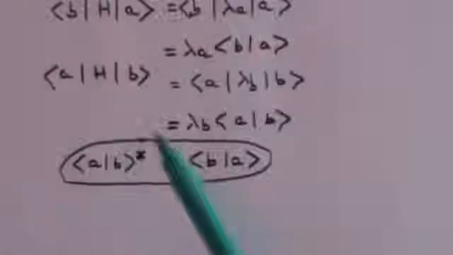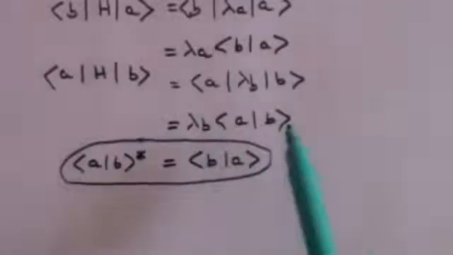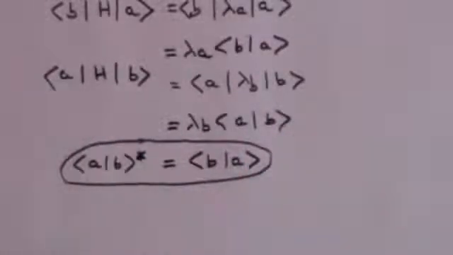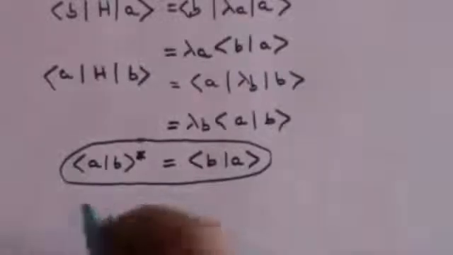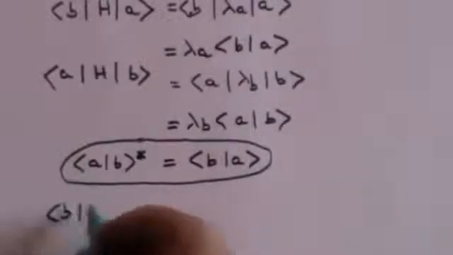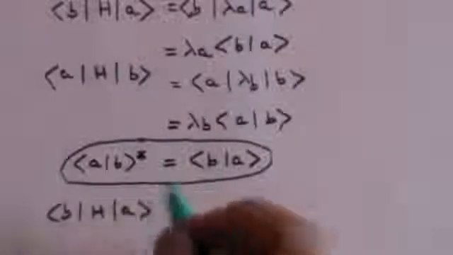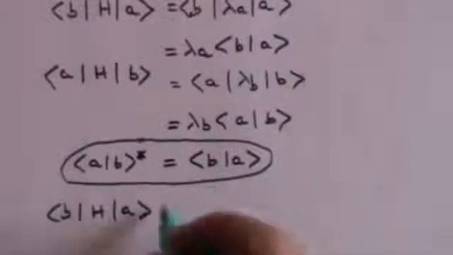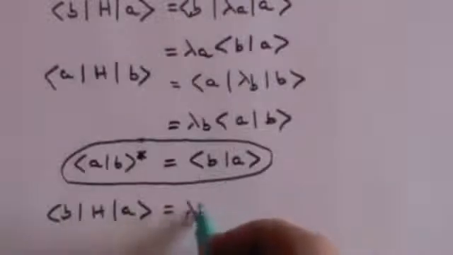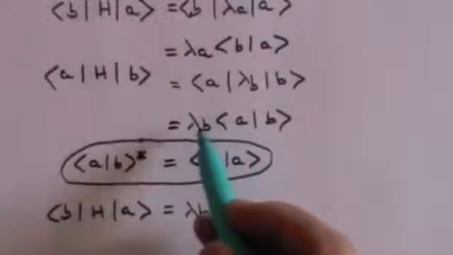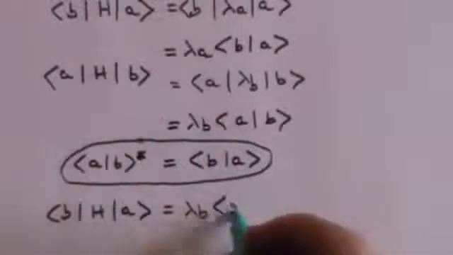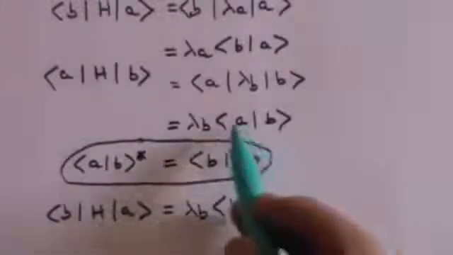So if we take this term here and complex conjugate it, essentially it just means reversing the two eigenvectors. So that becomes BHA. And that's going to be equal to lambda B. And that's a real number, so you don't have to complex conjugate that. BA. In other words, you reverse these two.